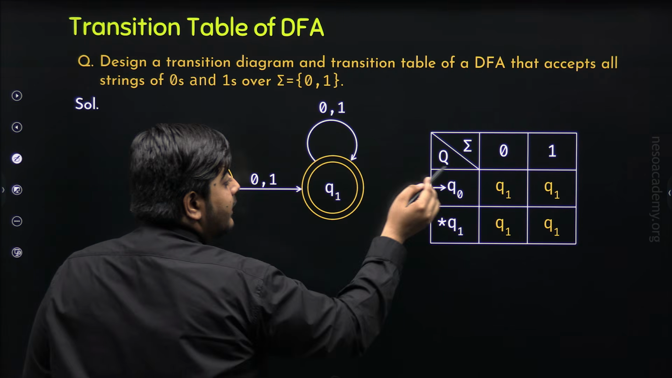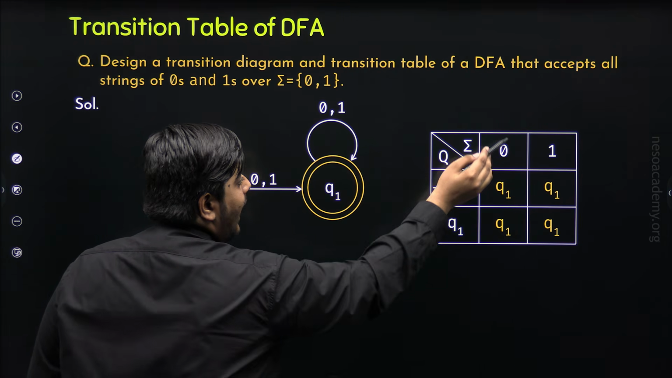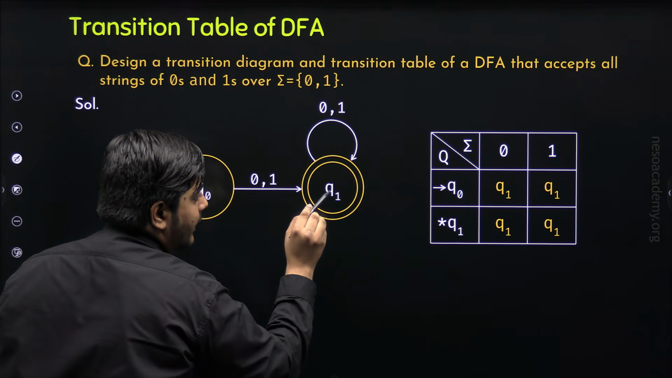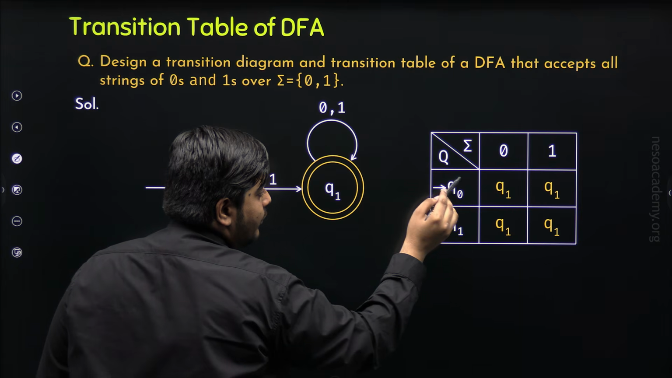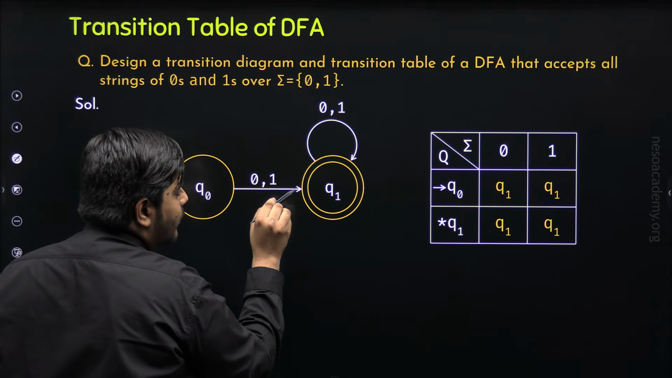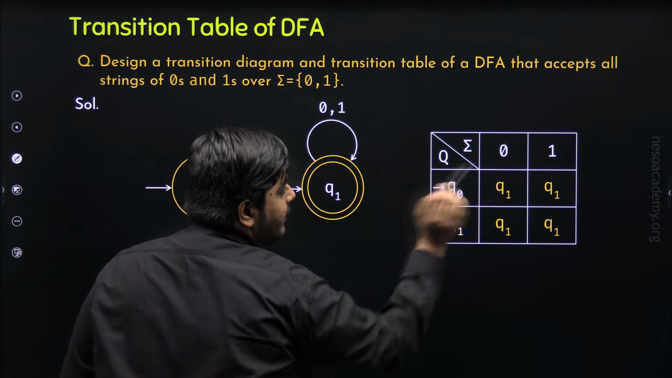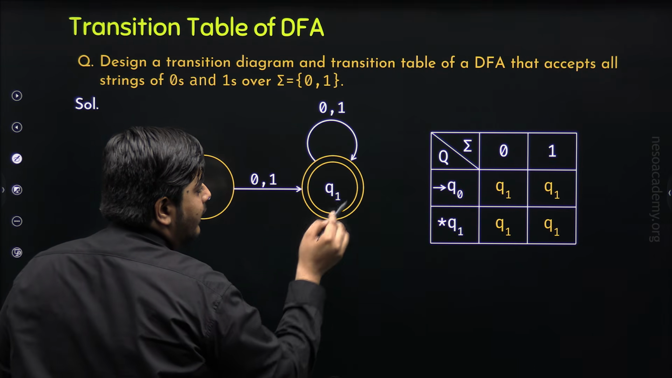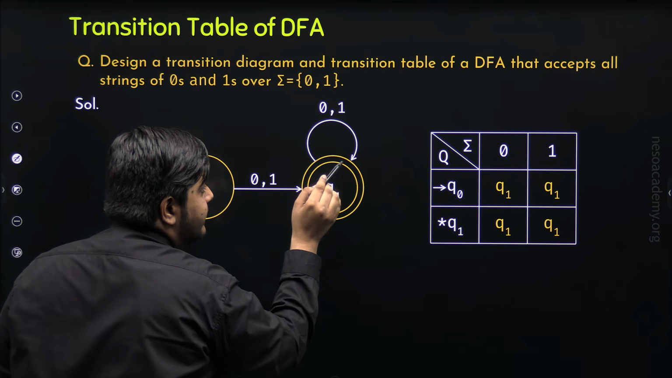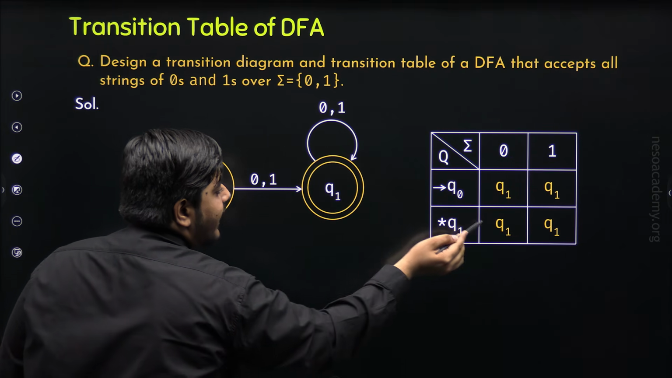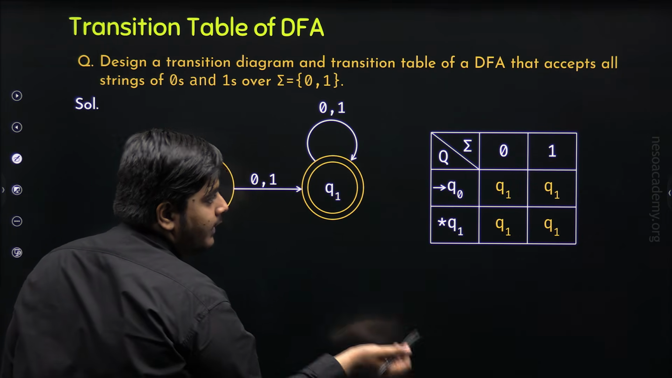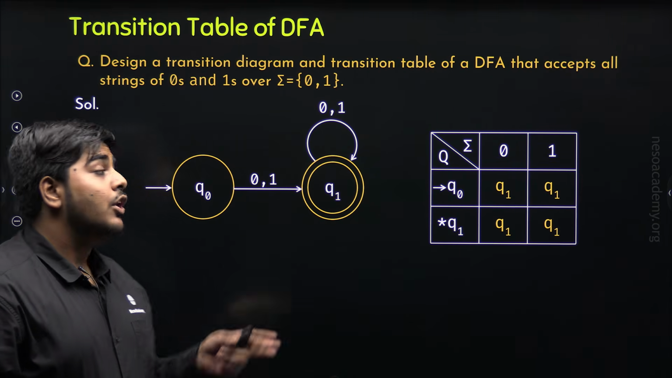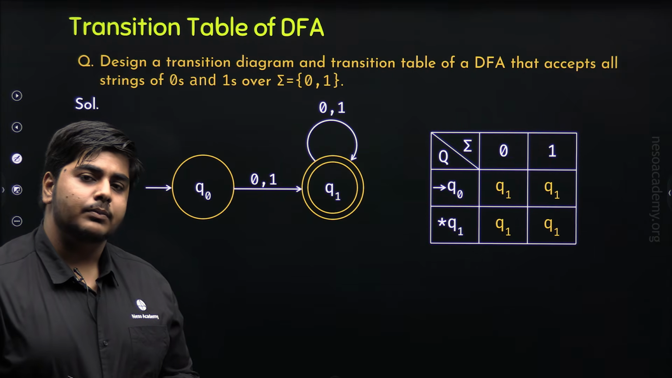If the current state is Q0 and the input symbol is 0, then the next state is Q1. If the current state is Q0, the input symbol is 1, then the next state is again Q1. Similarly, if the current state is Q1, on getting the input symbol 0 or 1, the next state will be Q1 only. In this way, we have constructed the transition table for the given transition diagram.